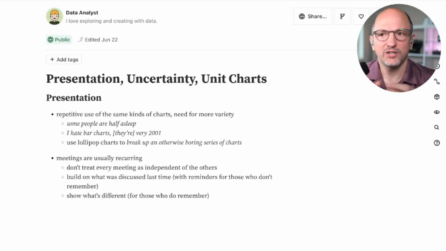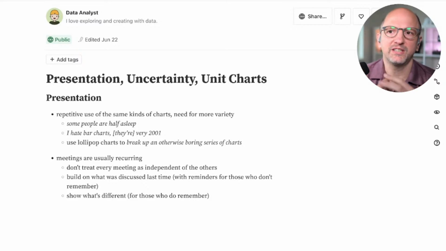This can be tricky, of course, because not everybody might have been there. People might not remember, so you want to remind people, but you also want to make sure that you show what is different, and that's a different way of showing data than just showing the numbers.